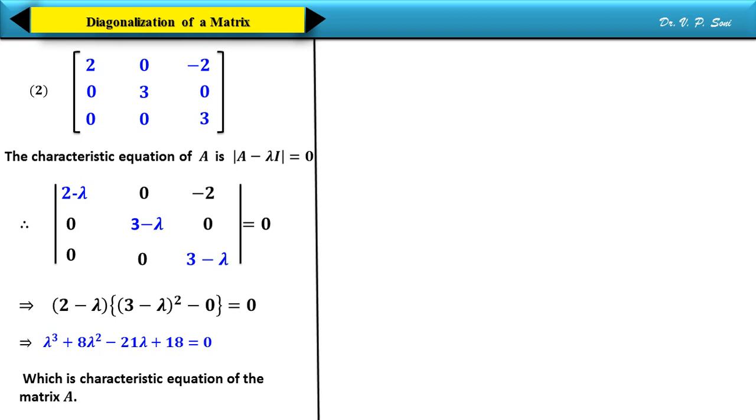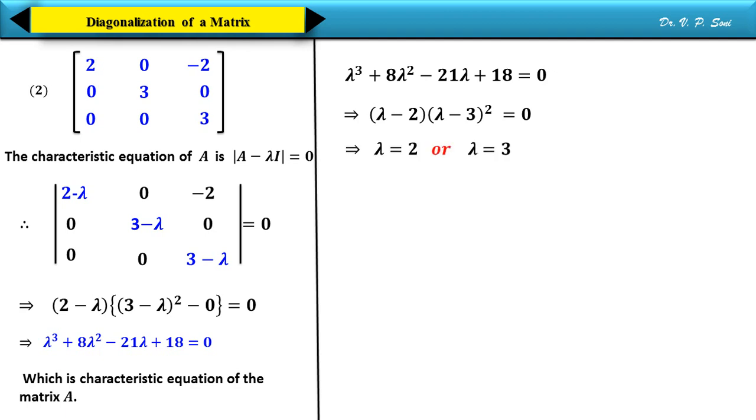Now factorize the characteristic polynomial λ³ + 8λ² − 21λ + 18. Then we get (λ − 2)(λ − 3)² = 0. Therefore λ = 2 or λ = 3. Therefore the eigenvalues of the matrix A are 2 and 3.